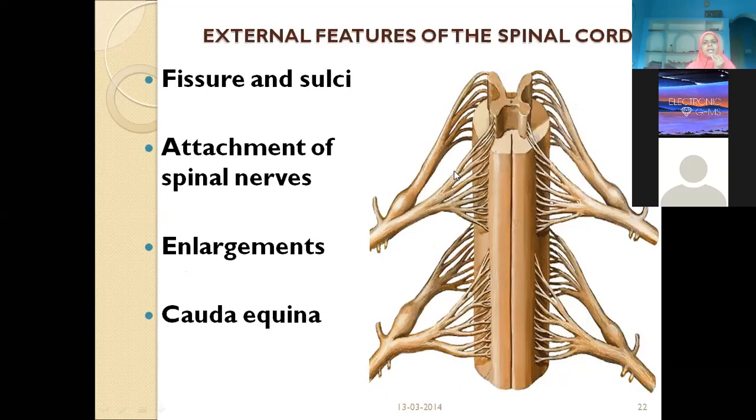Okay. And external features of the spinal cord, we have certain fissures and sulci. So we have the anterior median fissure and posterior median sulcus. On either side we have the attachments of spinal nerves. We have two enlargements also. What are those? Cervical and lumbar enlargements.